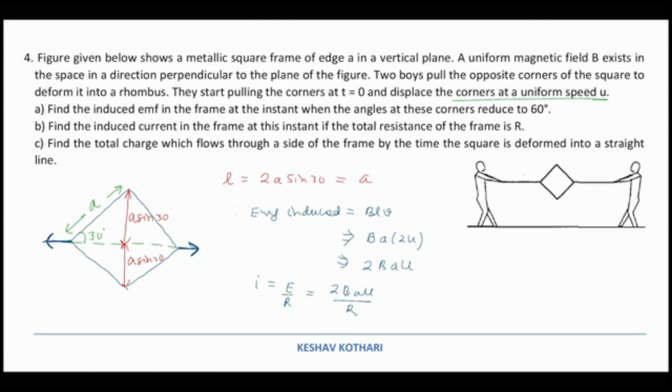So in the next part, the question is asking us what is the value of charge that is going to flow as this deformation is going to take place and convert it into a straight wire. So as it will become into a straight wire, the value of charge flown can be calculated as current into time, and on performing the calculation we will obtain a value equal to a square B by R. So the value of charge flown can be calculated as a square B upon R for this particular problem.